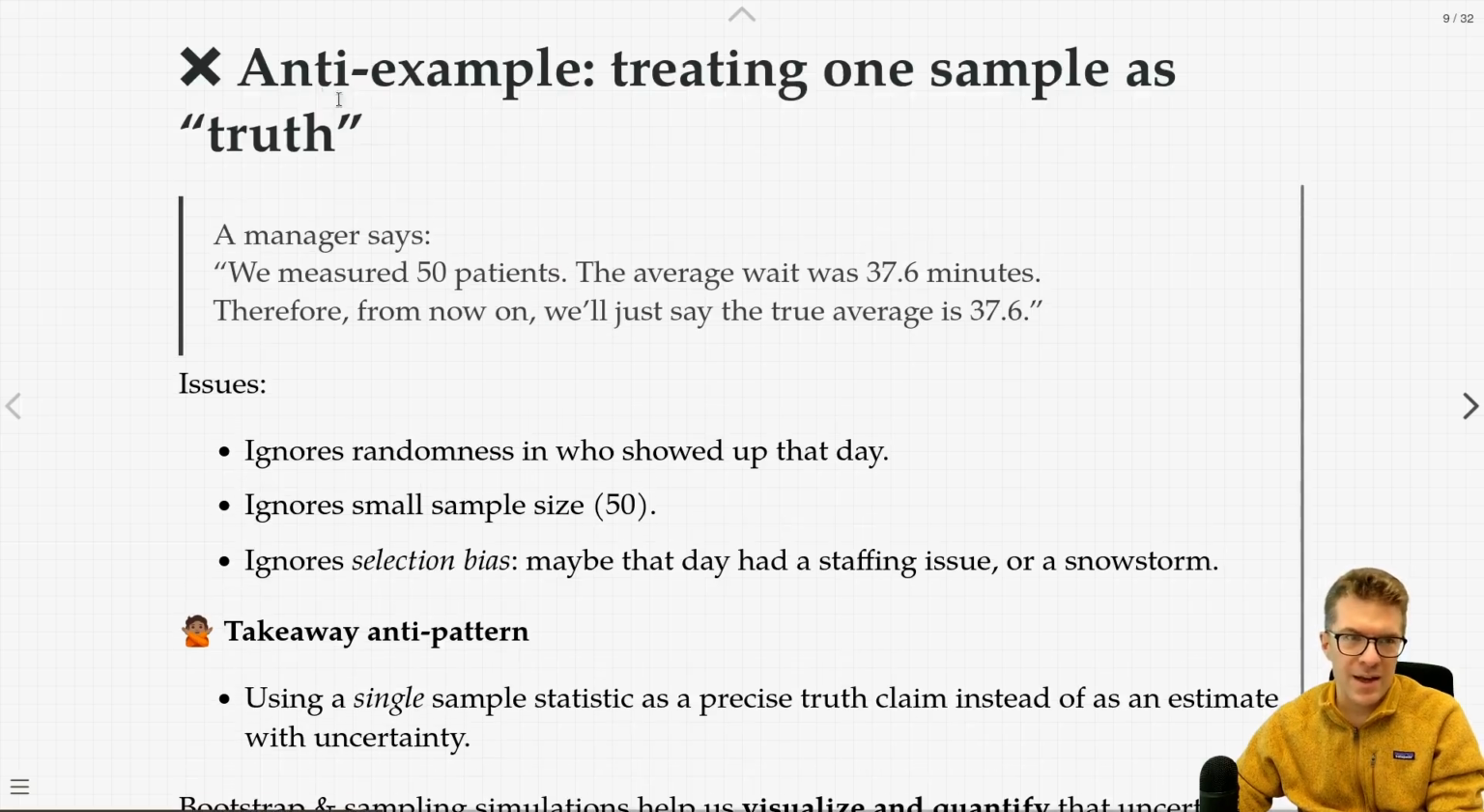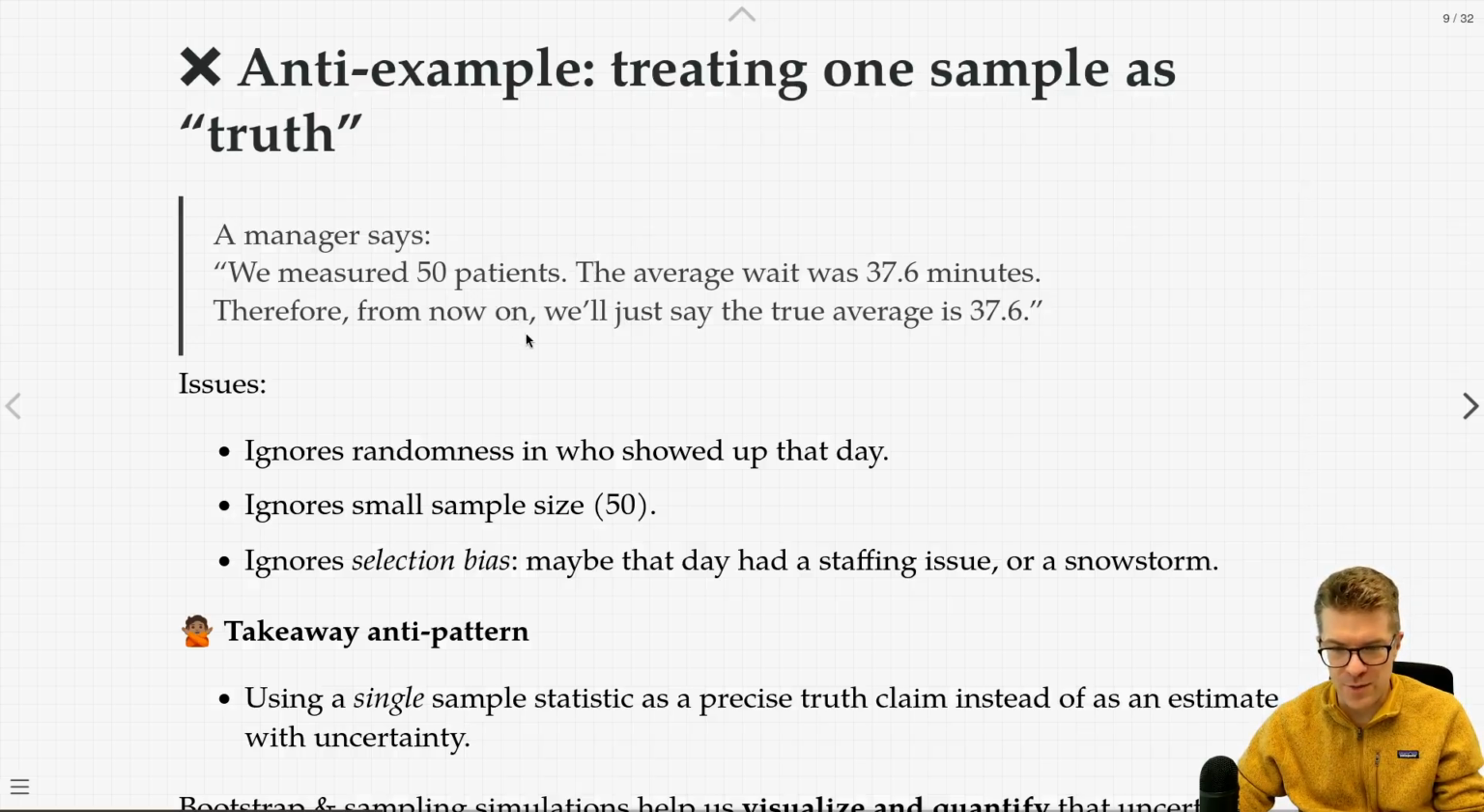So yet again, a little anti-example. We want to avoid treating one sample as the pure truth. So if a manager who doesn't know anything about data science says, well, we measured 50 patients, among them the average wait time was 37.6 minutes, therefore from now on we're just going to say that the true average is 37.6. This is one of the most superficial approaches to data science a person can take.